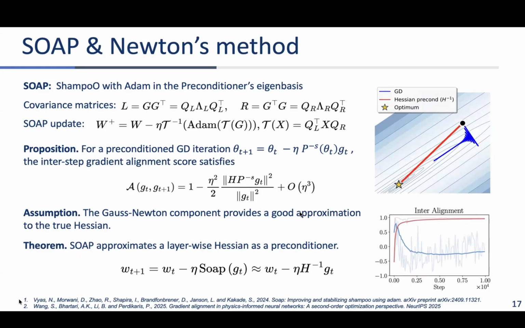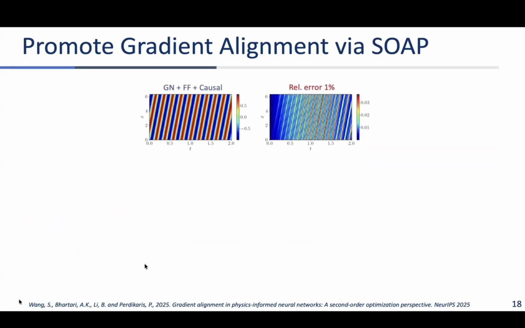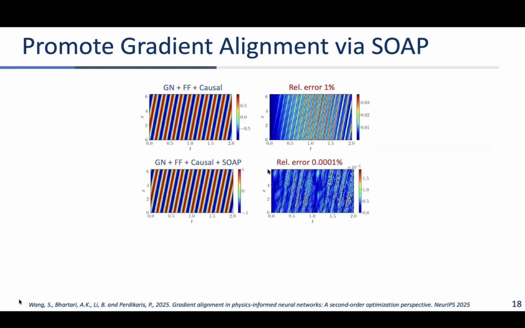Okay, now let's see what happens if we apply SOAP in the actual model predictions. In the first row, that's our original result where we just achieve an error of 1%. But if we apply SOAP on top of that, you see this time the error can be reduced to 10 to the -6. The improvement is up to four orders of magnitude.